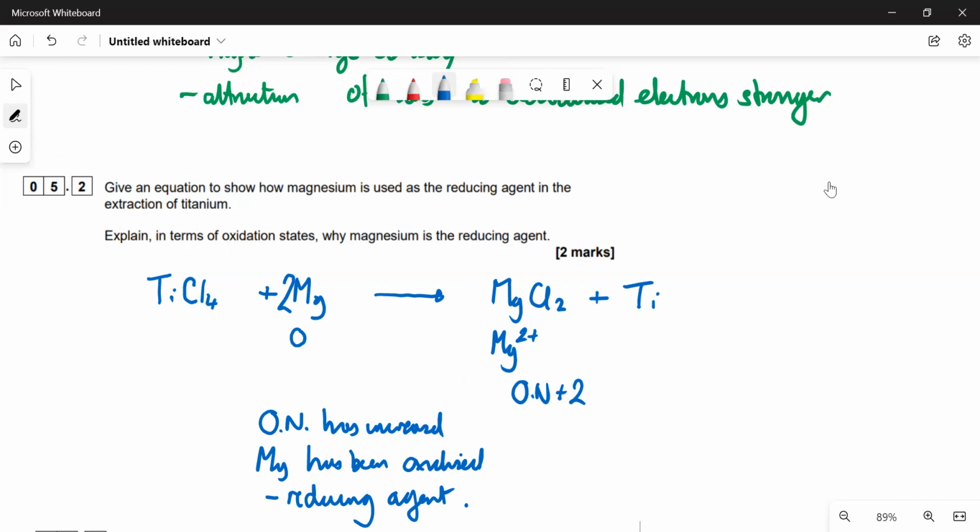Alternatively, you could explain that by saying, look, the oxidation state of titanium there, well, chlorine is going to be -1 oxidation state, so that's +4 oxidation state there. And here it is 0 oxidation number. So the titanium has been reduced. What's oxidized is the magnesium. So you could explain it that way.